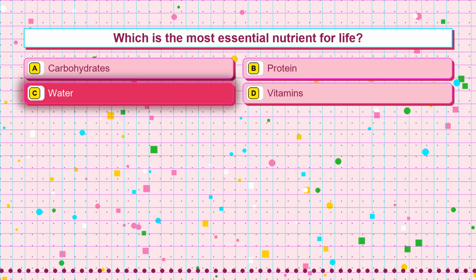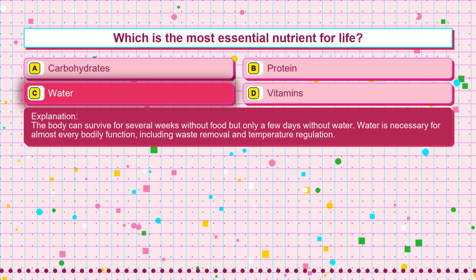The correct answer is option C. Water. The body can survive for several weeks without food but only a few days without water. Water is necessary for almost every bodily function, including waste removal and temperature regulation.